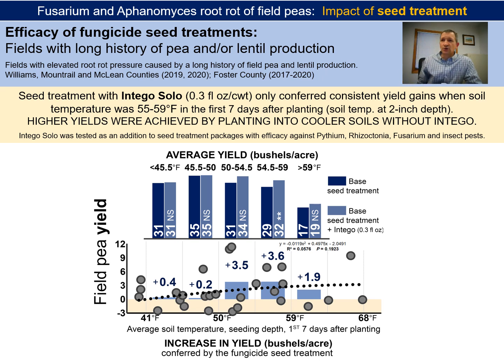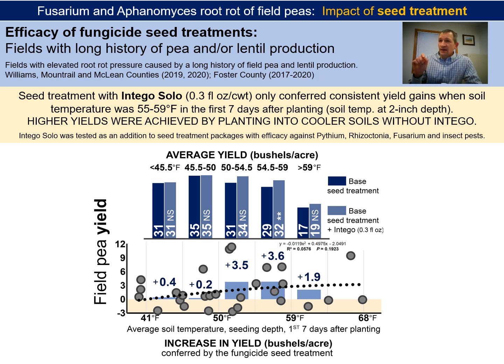Okay, so we want to know, is it worth it to add a product to our standard seed treatment because that product is known to have some efficacy against Aphanomyces? Okay, that's what we want to know here. And what you can see here, in terms of the yield response, is that we're seeing a gain in yield in the field pea from adding the ethoboxam when soils get above 50 degrees Fahrenheit in the first 7 days after planting. But we're not seeing a gain in yield before then.